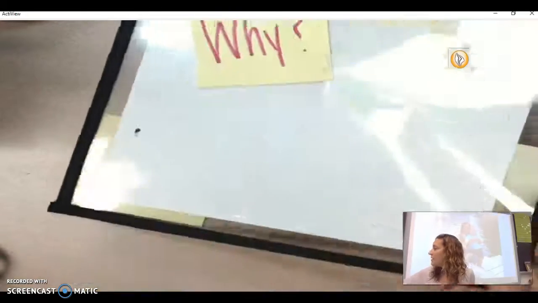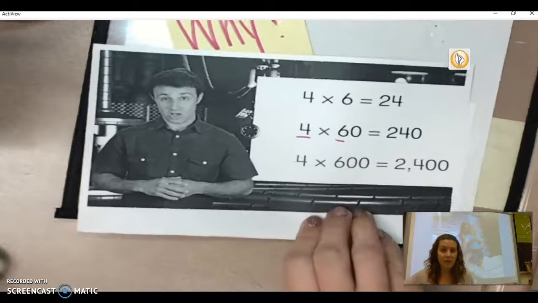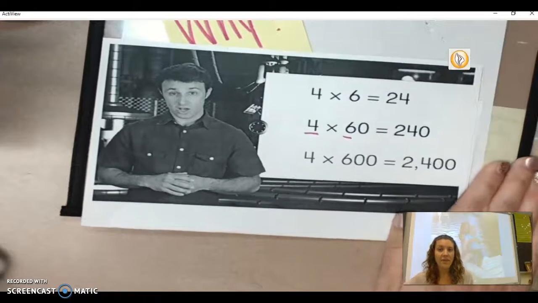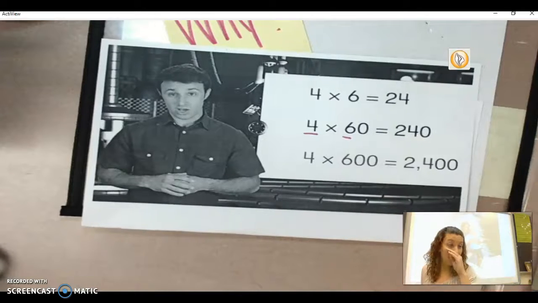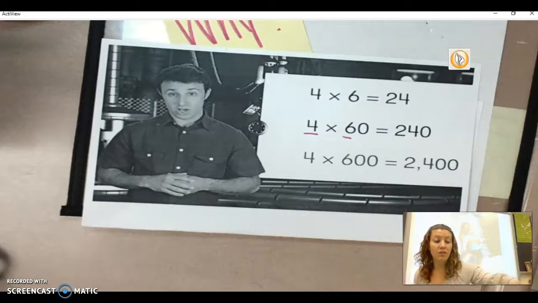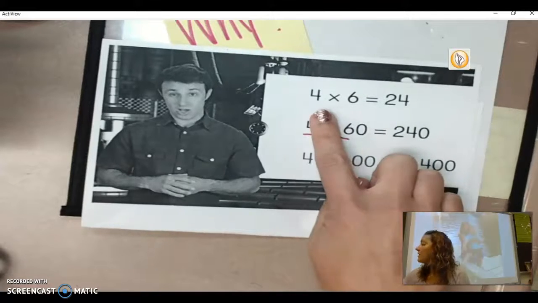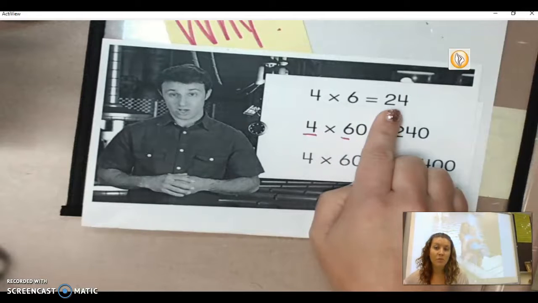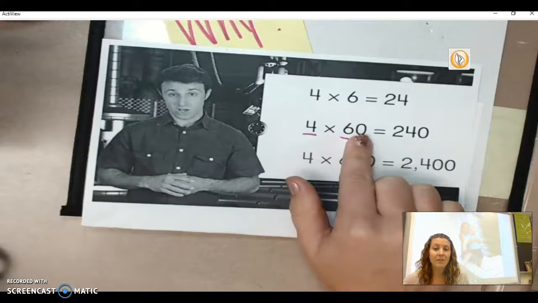So in this case, multiplying multiples of 10 is going to help us when we do have to estimate. We can use our knowledge of our facts in order to help us solve problems that have multiples of 10 as our factors. If we look at the first one, we have 4 times 6, and we know that 4 times 6 equals 24. So we can use that knowledge in order to figure out what would be 4 times 60.